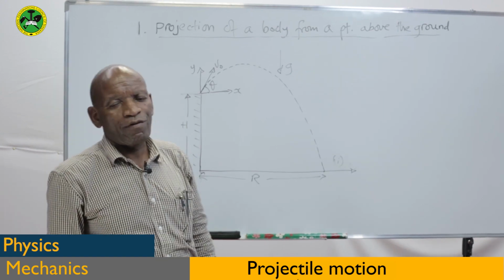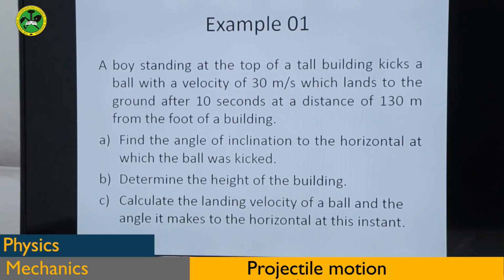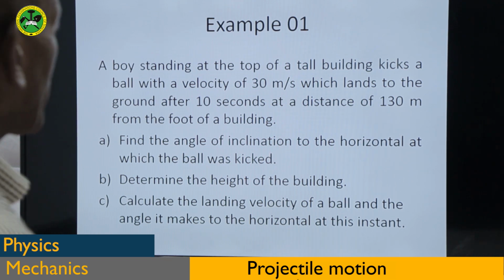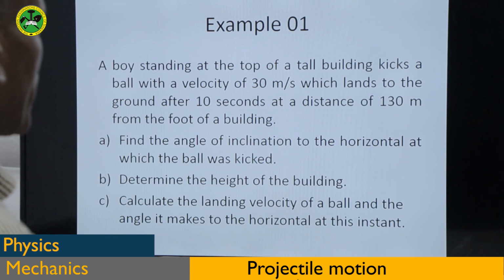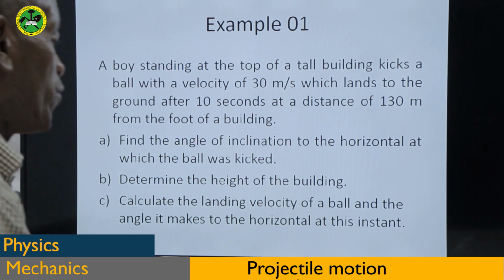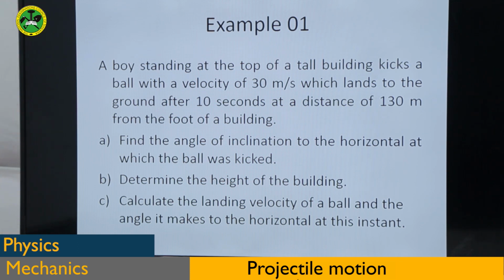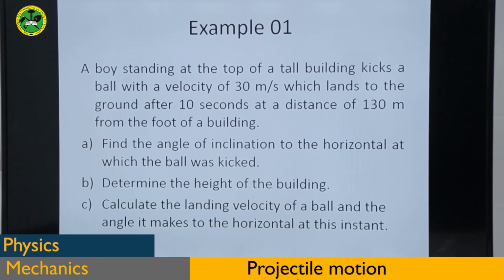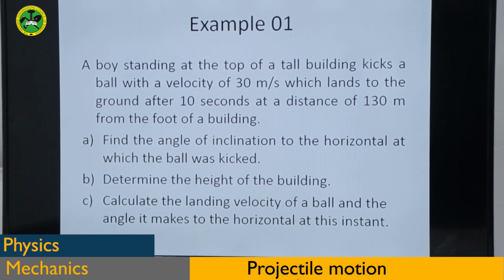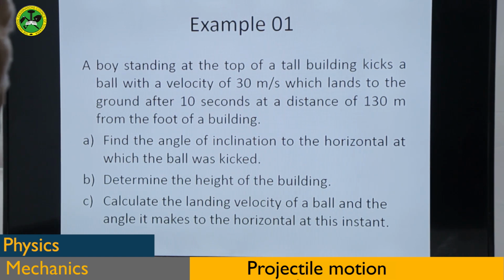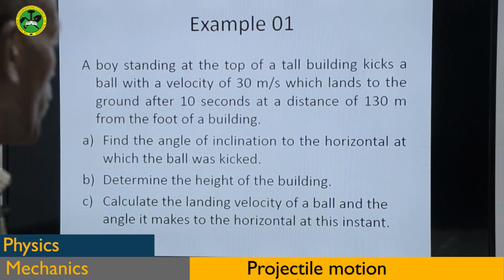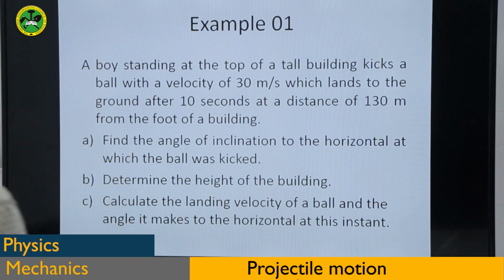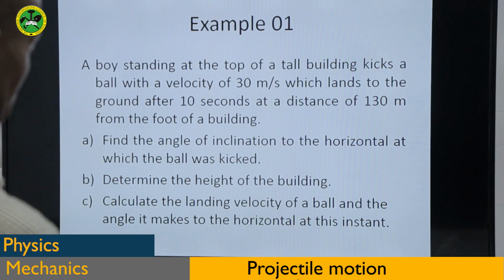Now let us go to our first example. It says that a boy standing at the top of a tall building kicks a ball with a velocity of 30 meters per second, which lands on the ground after 10 seconds, at a distance of 130 meters from the foot of the building. A. Find the angle of inclination to the horizontal at which the ball was kicked. B. Determine the height of the building. And C. Calculate the landing velocity of the ball and the angle it makes to the horizontal at this instant. So this is a pure question with regard to what I have already said.